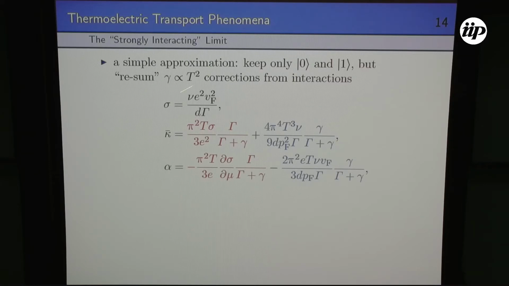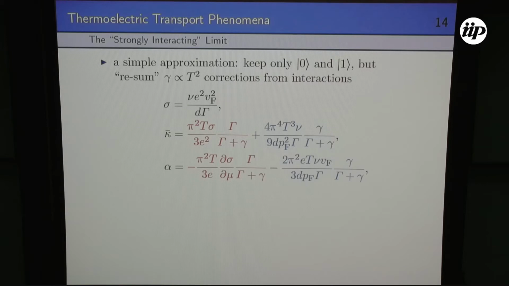The only sleight of hand that we're going to do is this little gamma, which typically would be t squared in an ordinary Fermi liquid, but we'll just resum all of these t squared corrections. Okay? So we'll treat little gamma as temperature independent until the last step. And the punchline is that the conductivity doesn't care at all about the electron-electron scattering rate. Okay? But the thermoelectric, the thermal parts of the matrix do.